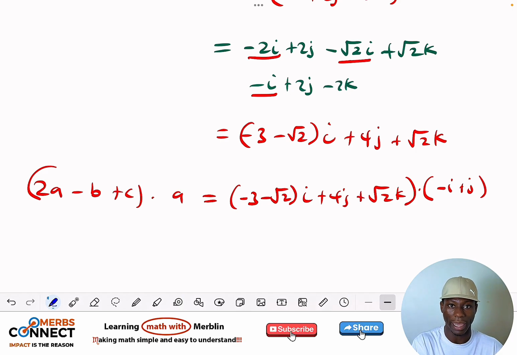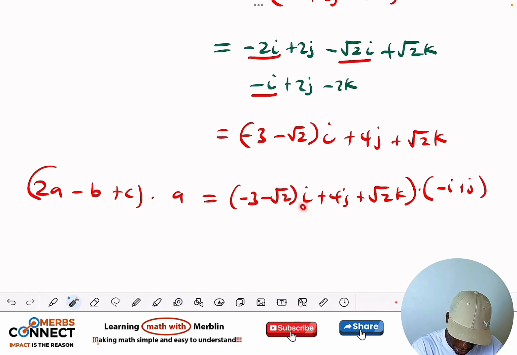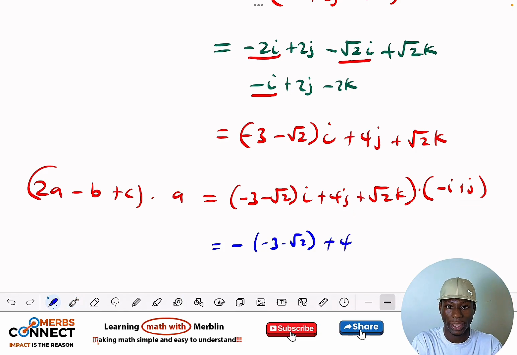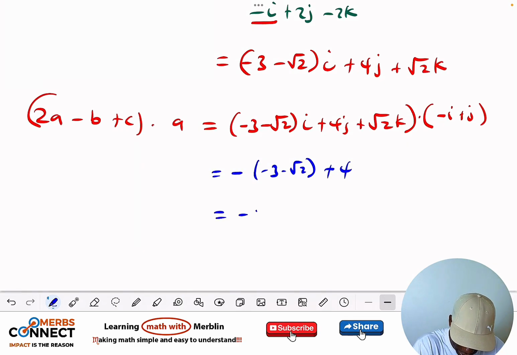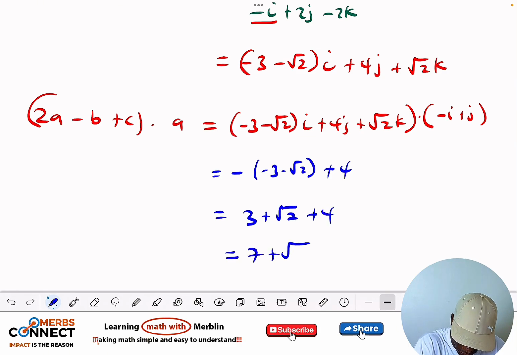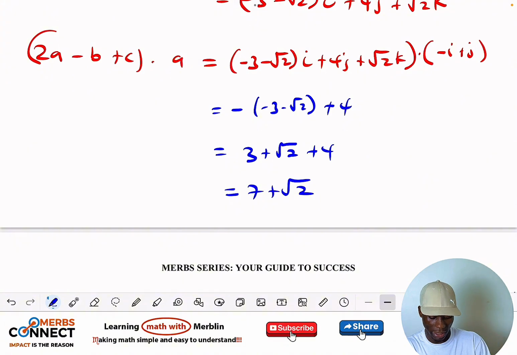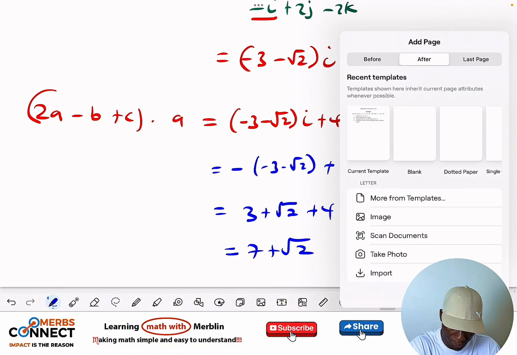So direction by direction. This times this is going to give us minus 3 minus square root of 2. This times this is going to give us plus 4. And there is no k, so that aspect will go to 0. So now we are going to have 3 plus square root of 2 plus 4, and this is 7 plus square root of 2. So this is what we are going to get for the first one.